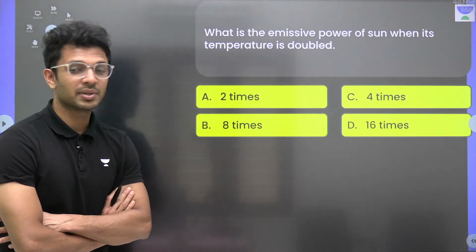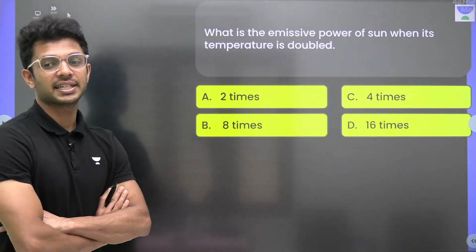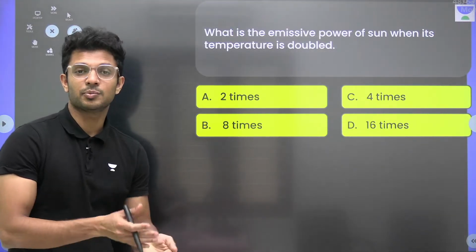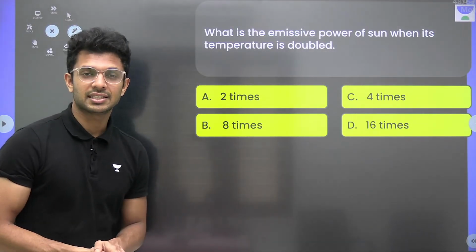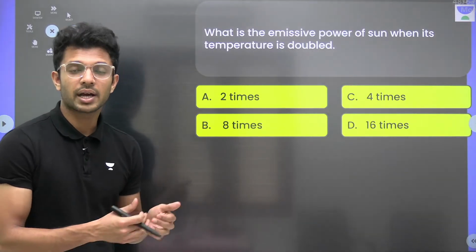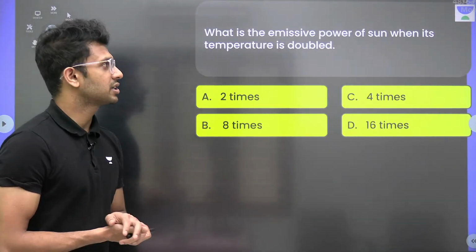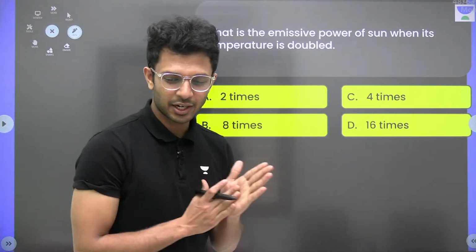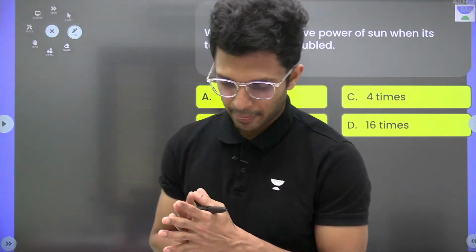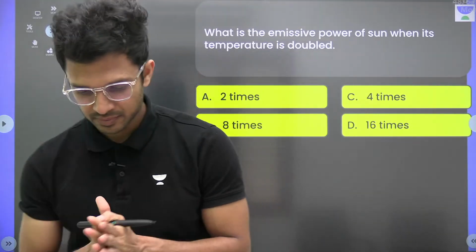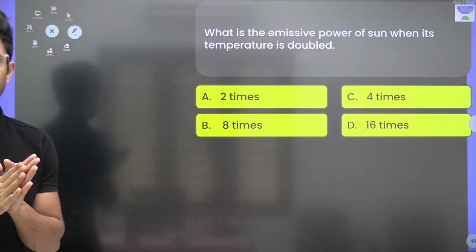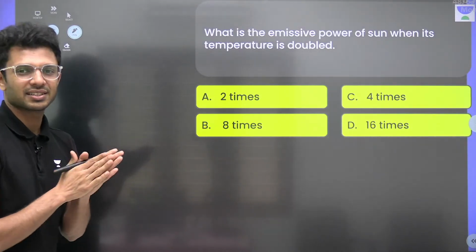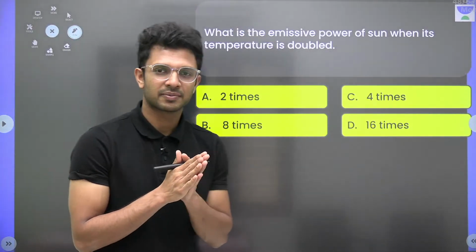What is the emissive power of the sun when its temperature is doubled? Emissive power matlab heat energy released per unit time, dq by dt. What happens to dq by dt when the temperature of the body is doubled? Anyone can give me the answer. किसी को भी दे सकता है.